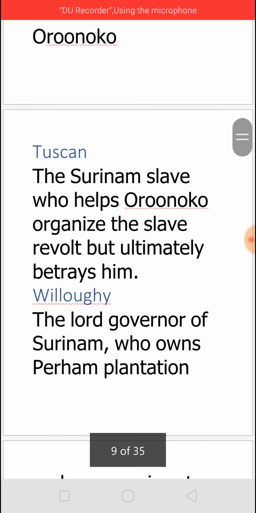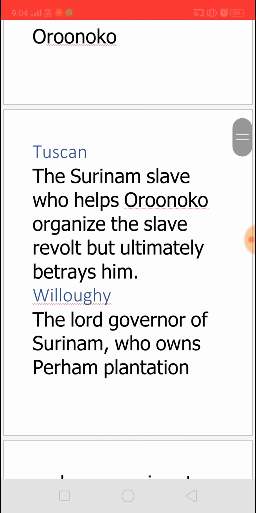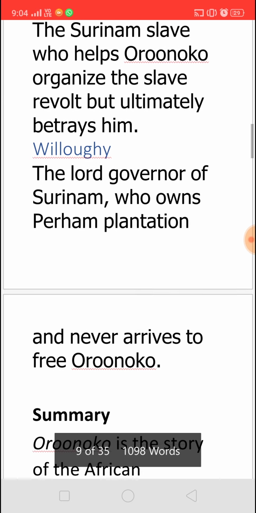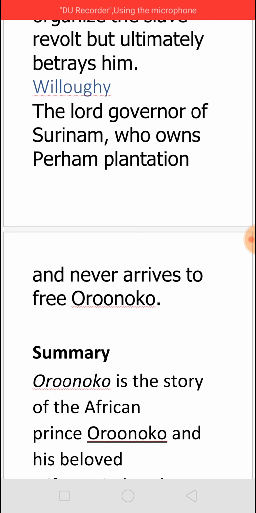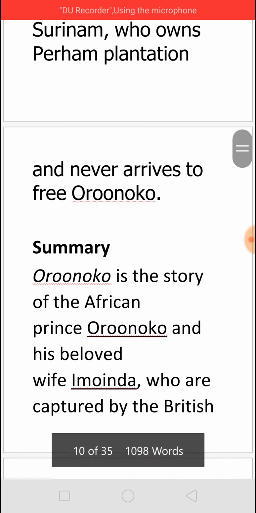And then we have Tuscan, who is a Suriname slave, and he only helps Oroonoko to organize the slave revolt, but finally we find that he is a betrayer. And then we have Willoughby, the Lord Governor of Suriname, and he owns this Parham plantation, but he never comes there. Actually they are waiting for his arrival so that Oroonoko can be made free, but he never comes till the end. Now we will see the story.